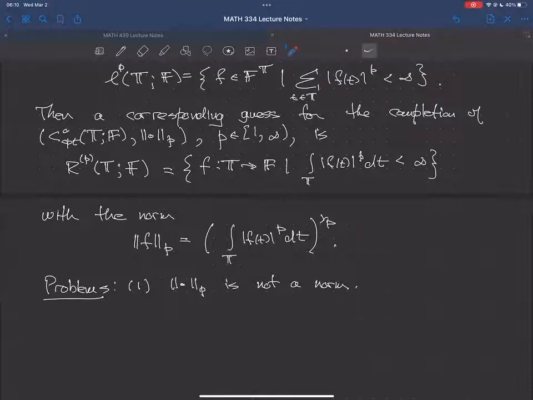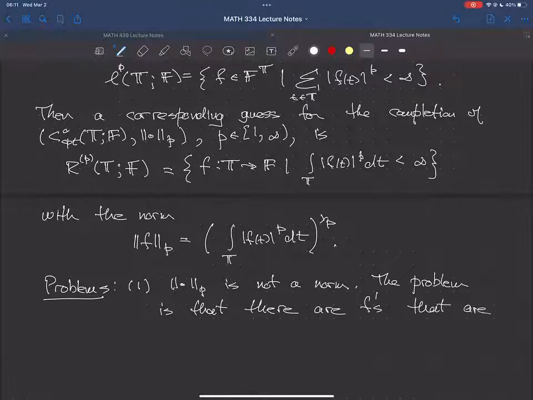So which of the norm conditions does it violate? It violates the definiteness condition. Certainly it's homogeneous and it satisfies the triangle inequality. Again, you have to do a little bit of work to prove that, and we'll look at that in the p equals 2 case a little bit later. So those two conditions are satisfied, but it's the definiteness that is the problem. The problem is that there are f's that are non-zero with zero norm.